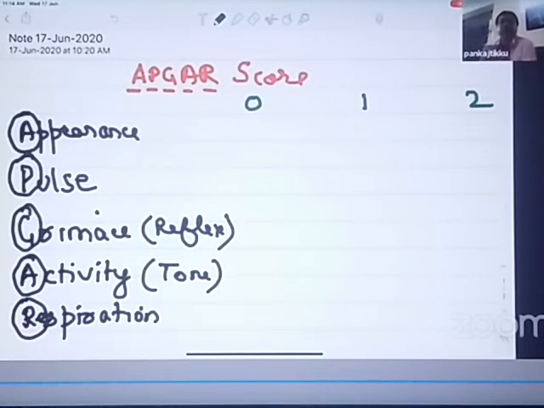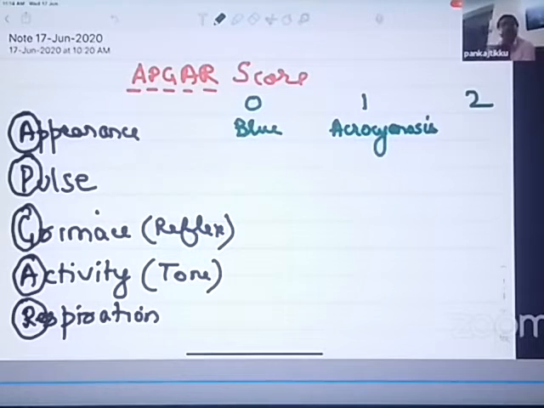Now, how are we scoring the child? First, see the appearance of the child. Suppose the child appears to be totally blue. We give him a score of 0. He's totally cyanosed. Suppose the child's hands appear to be cyanosed, blue, but overall the child is pink. Hands, acro. Acro means hands. And cyanosis means blue. So, acrocyanosis. Suppose the child is having acrocyanosis.